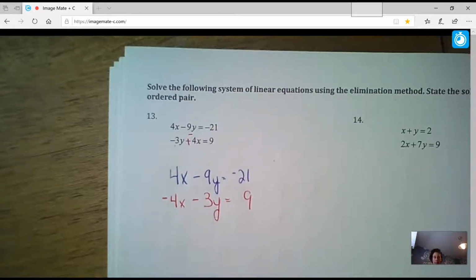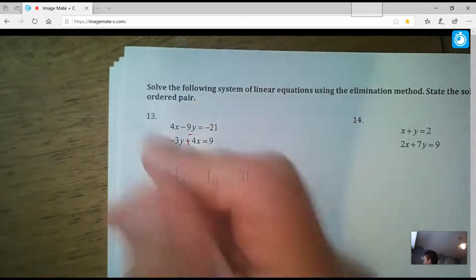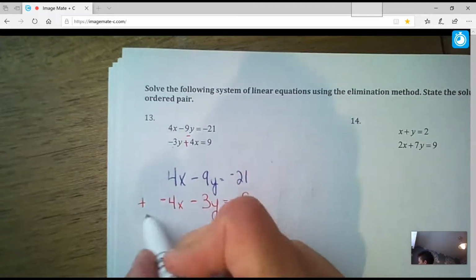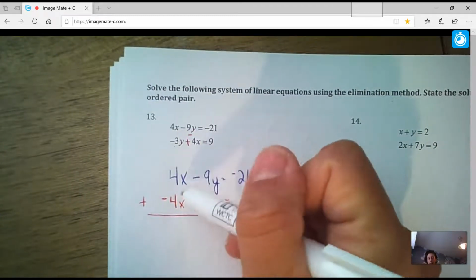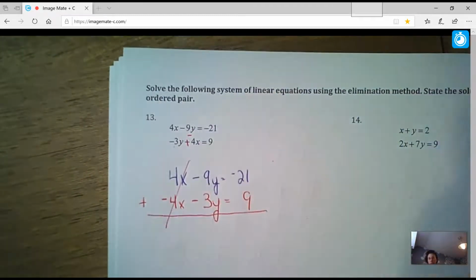So now that everything's lined up, my goal is, as I add each column, for one of the variables to eliminate. They cancel each other out. And hopefully you see that the x's will do that. So what I'm going to do is just make like a little plus sign, go back to elementary school. I'm going to add up my x's. They cancel each other out.